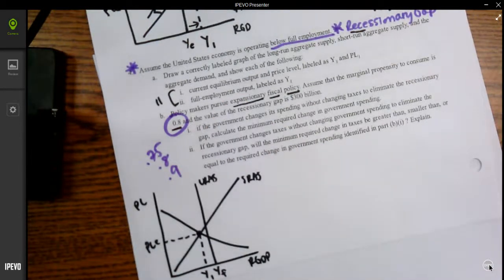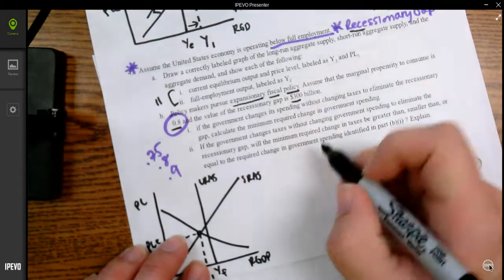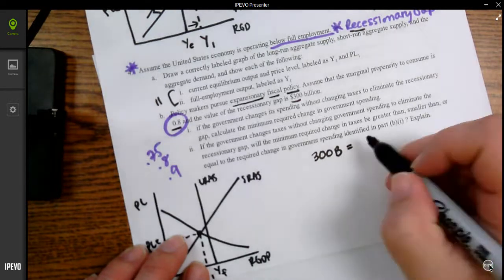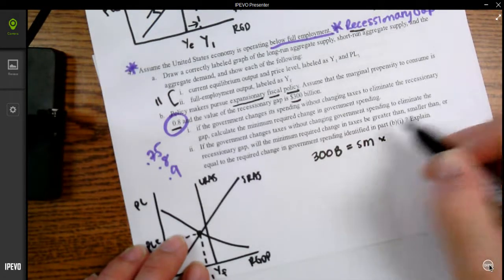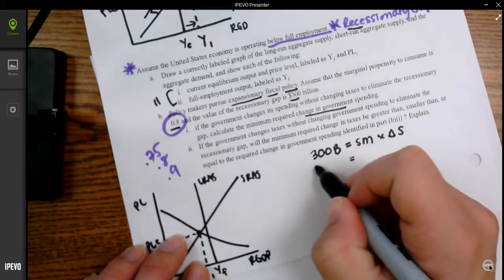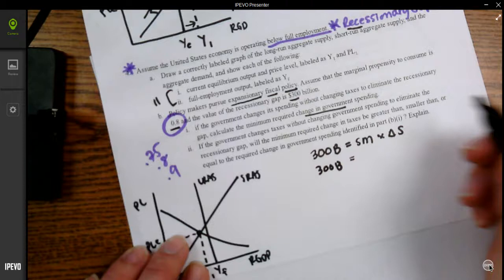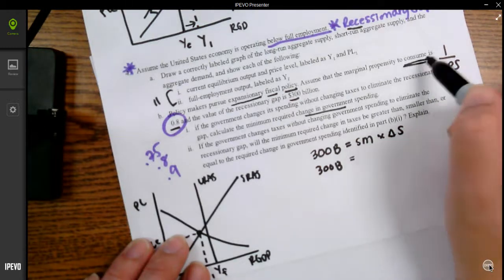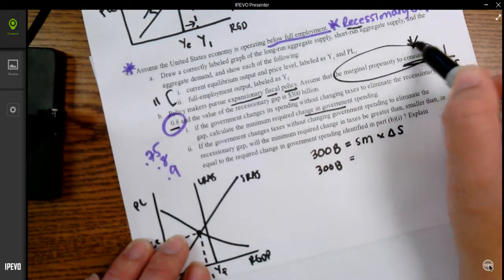If the government changes its spending without changing taxes to eliminate the recessionary gap, calculate the minimum required change in government spending. So we're given the gap, 300 billion will equal the spending multiplier times the change in spending. So the spending multiplier, again, is going to be 1 over the MPS. We're given the marginal propensity to consume.